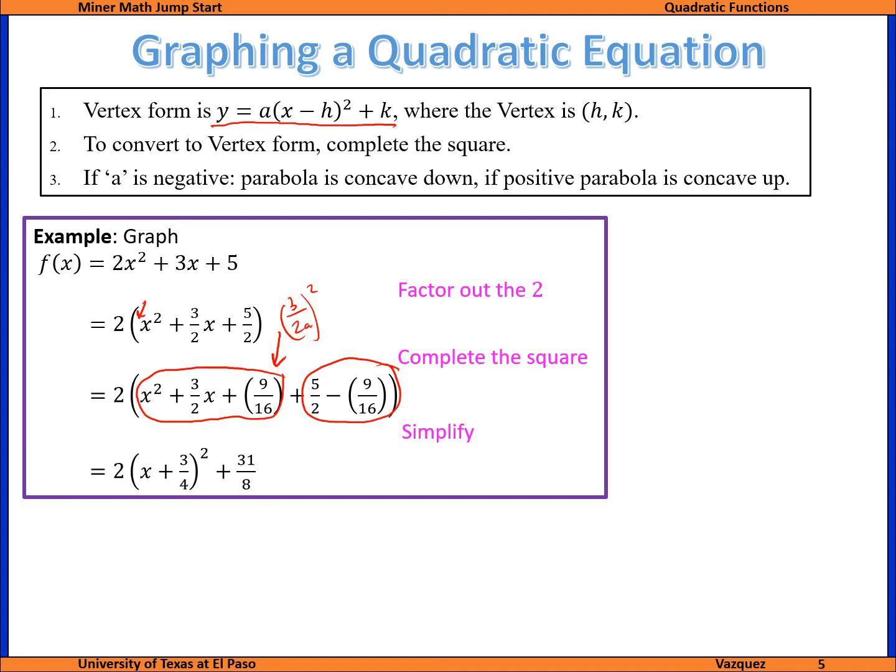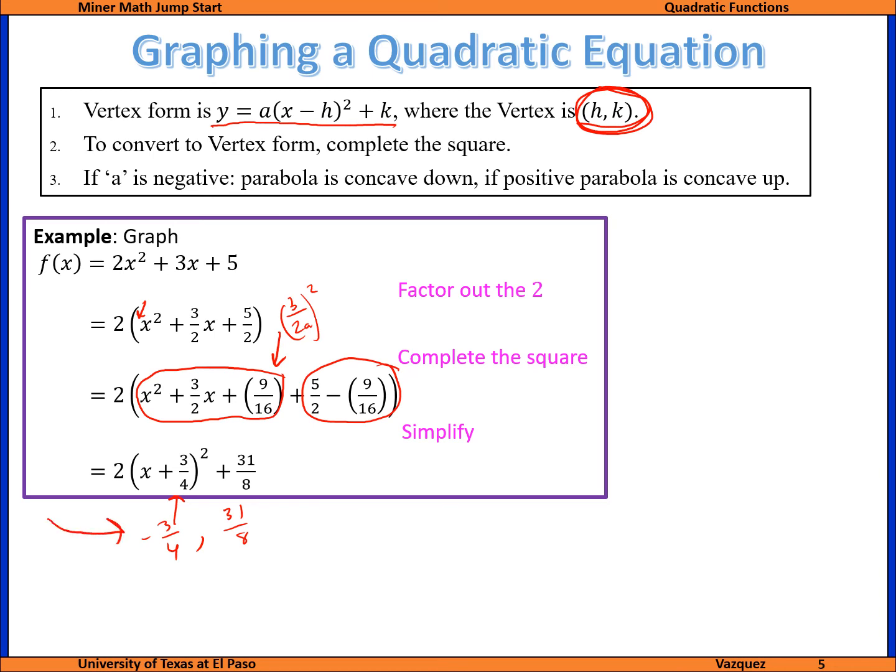Now, I know it looks a bit involved, especially because we're dealing with fractions here. It looks messy. But it now becomes really easy to graph this, right? Our vertex here is h, k. If you look at the top, h, k, meaning our vertex here is negative 3 over 4, comma, k, which is 31 over 8. So that's your vertex.